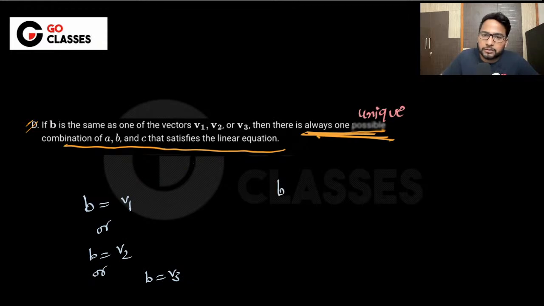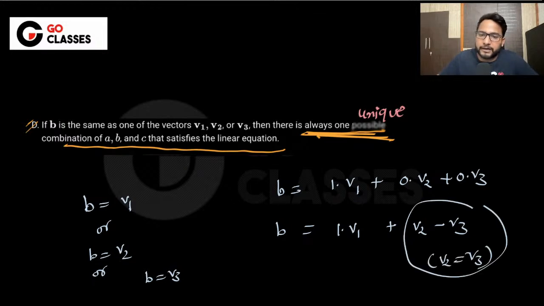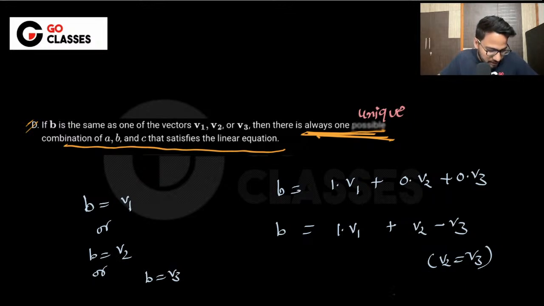Will this be true? I don't think so, right? Let's suppose B is the same as V1. Then yes, that is one combination. But there could be some other combination also, right? Suppose V2 and V3 are both equal. You don't know about V2 and V3, they could be linearly dependent. So in this case, this will be false. I actually wanted to write unique, but somehow I have written possible. But anyway, that's okay. In this case, this statement is false.